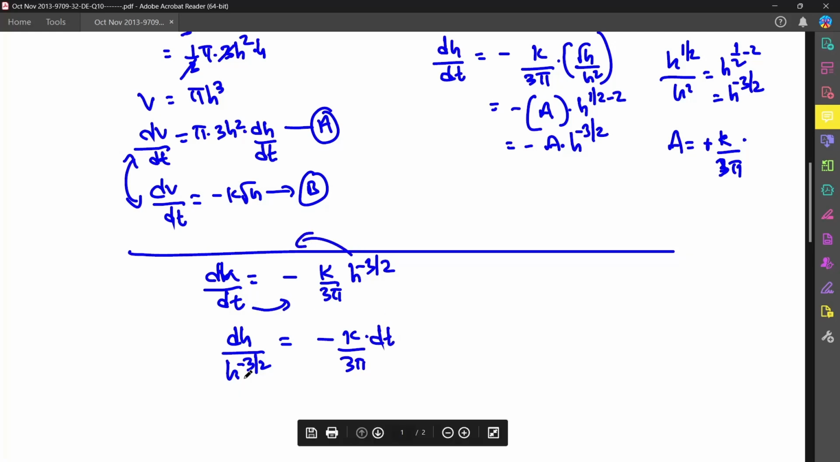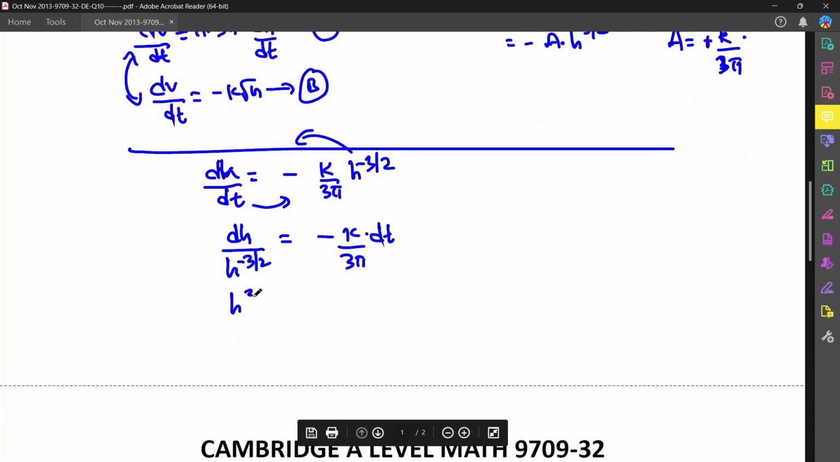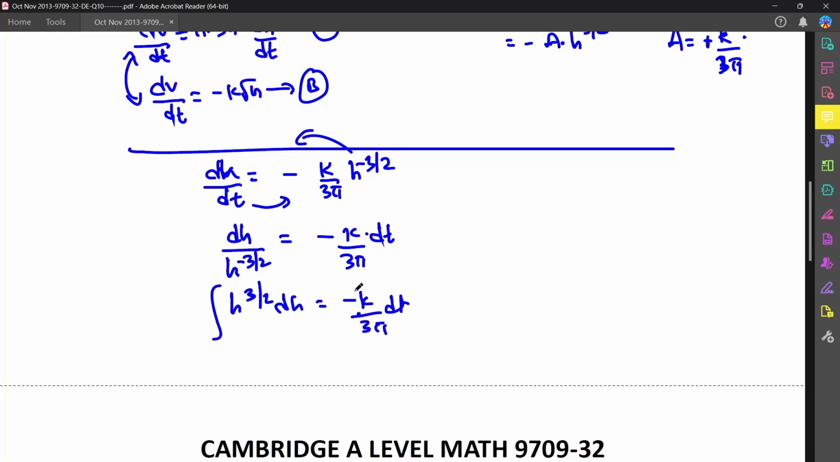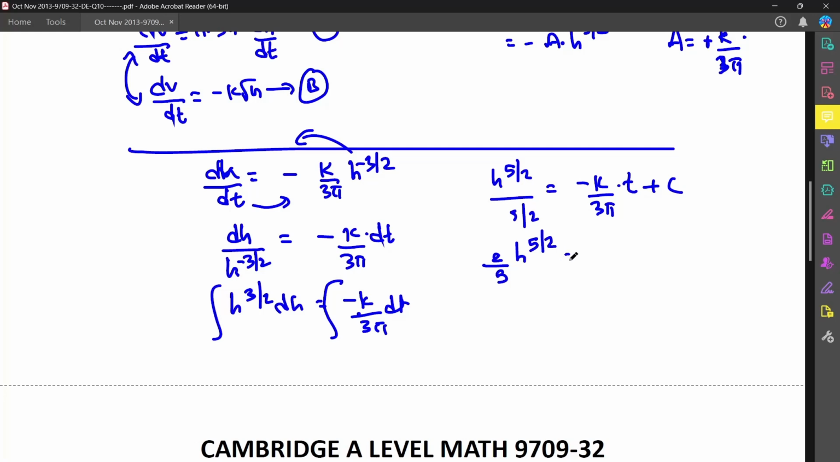So this gives you h to the power 3 by 2 dh equal to minus k by 3 pi dt. Integrating on either side, since you have now separated the variables, you get h to the power 5 by 2 by 5 by 2 equal to minus k by 3 pi. Integrating 1 with respect to t will give you t plus c. So this gives you 2/5 of small h to the power 5 by 2 equal to minus k by 3 pi t plus c.